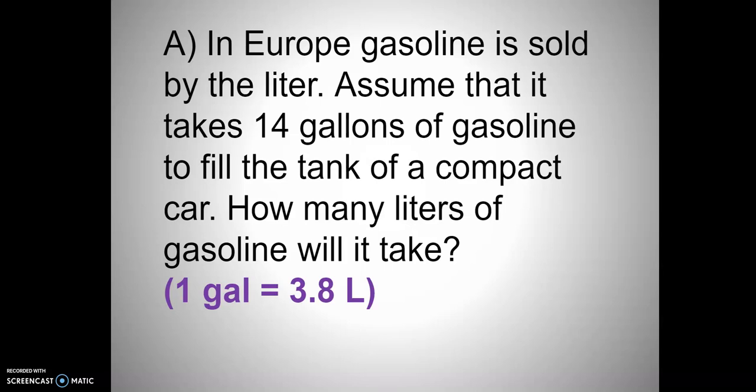So in this video, I'm going to be at the bottom of page 12. So up until now, we've done metric conversions. We go from one metric unit to another.